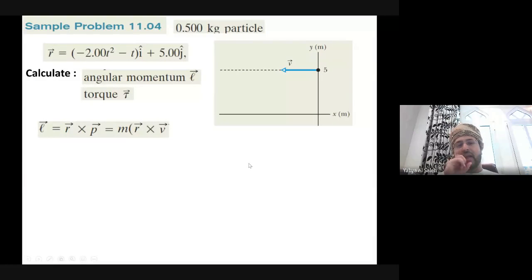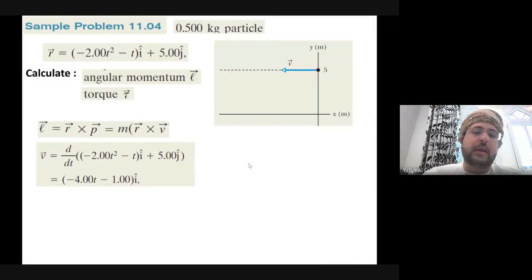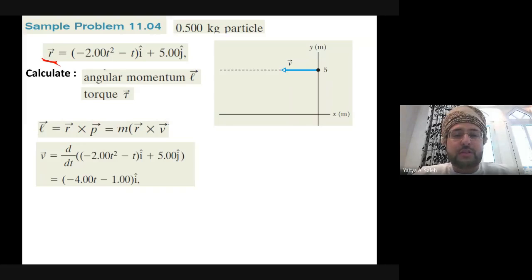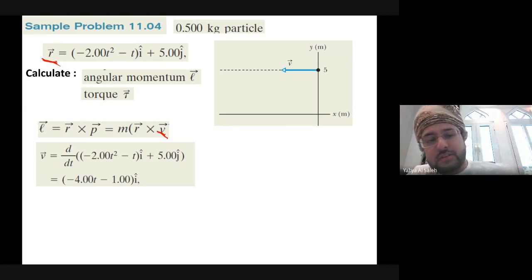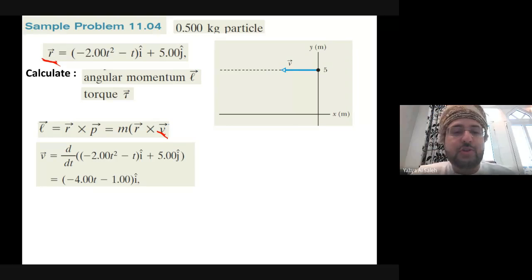L equals R cross P, which is m R cross V. What is velocity? We have here position, right? We need to find velocity. Well, velocity is simply d by dt of position. Go back all the way to chapter 3. So I differentiate R, I do dr by dt to get v. D by dt of this will give me minus 4t minus 1 in the i direction. This is just a constant, so it goes to 0.